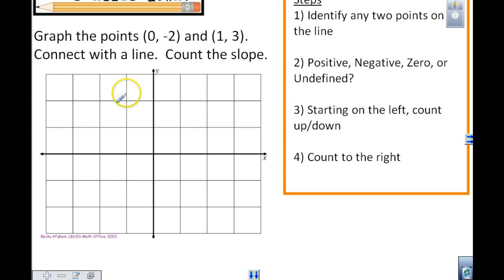Graph the points. 0, negative 2, and 1, 3. All right, here we go. 0, negative 2. Don't go left or right because it's 0. Down 2. 1, 3. Okay, start in the origin. 1 to the right. Up 3. Draw a nice straight line, straighter than mine. And then count the rise and the run. 1, 2, 3, 4, 5. 1 over 1. So that's just 5 over 1, which equals 5.